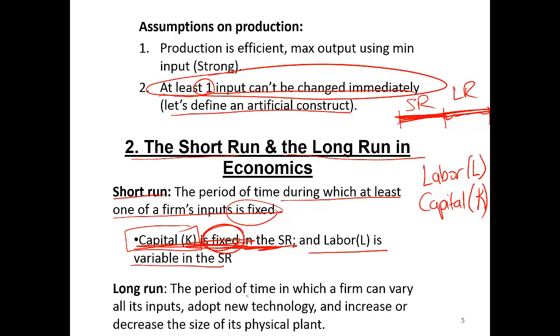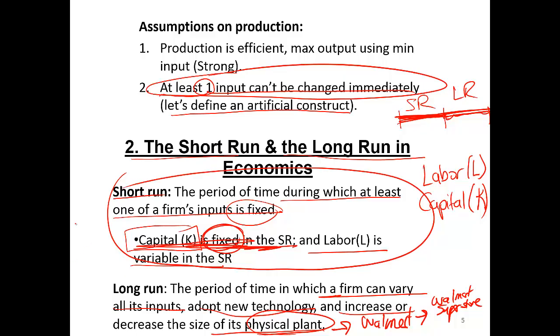The long run is a period of time in which a firm can vary all inputs, adopt a new technology, and change the size of its physical plant. Size of physical plant means you turn a Walmart into a Walmart superstore, which is much bigger than a regular Walmart. In the short run, therefore, you can fire or hire people, but you cannot change the technology level, you can't adjust your capital.